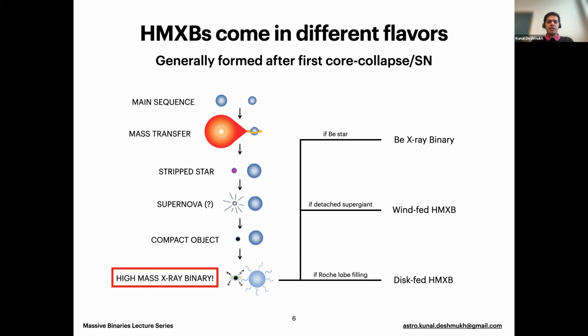And the third one I would like to mention are the Roche lobe filling ones, where if you have these two stars quite close together, the companion or the donor can start filling its Roche lobe and then very efficiently accrete material onto the compact object. This also often leads to the formation of an accretion disk. So these are termed disk-fed high mass X-ray binaries.